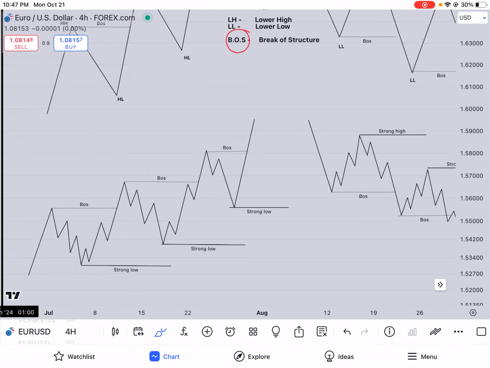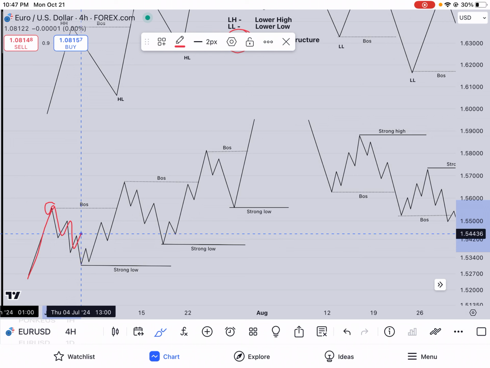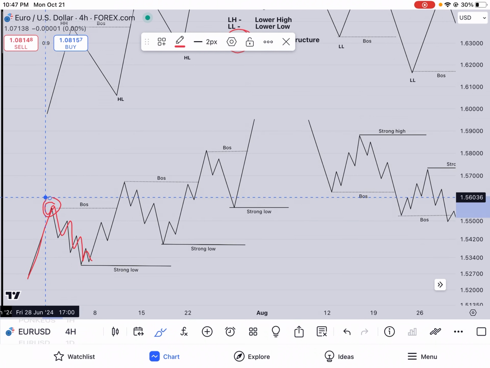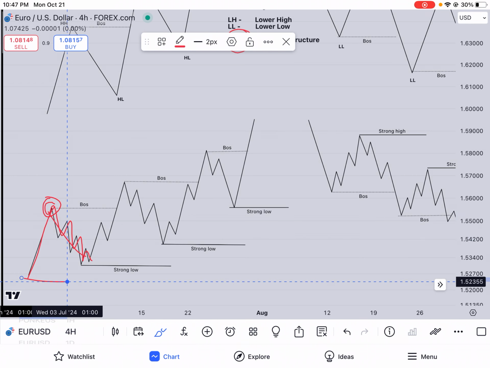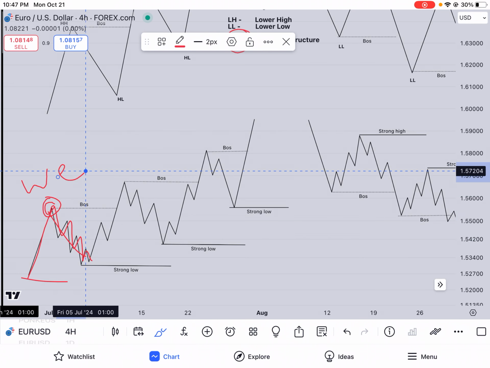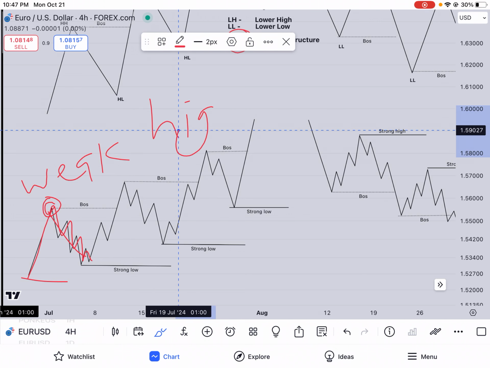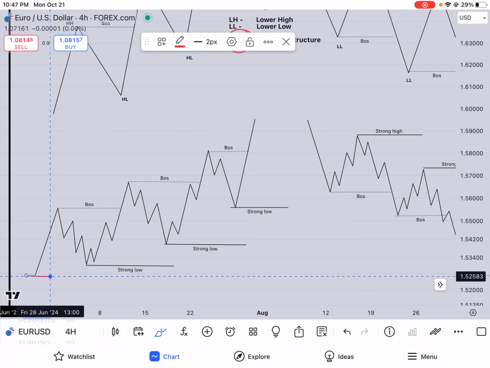The market made a high here, and then there was a retracement here. But the strength from this high was not able to push the market beyond this level. So that means this is a weak high. It could not take the market beyond the previous low, so it could not take it beyond that level.